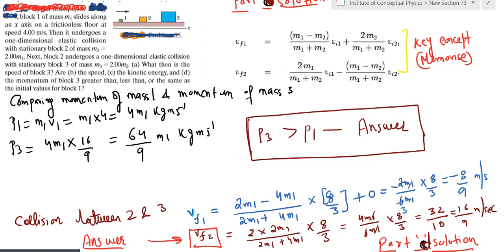The answer is 64 by 9, which is clearly greater than the momentum of the initial mass 1. So the answer is that the momentum of mass 3 is greater than the momentum of mass 1.